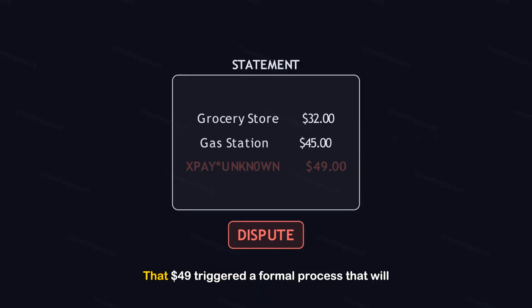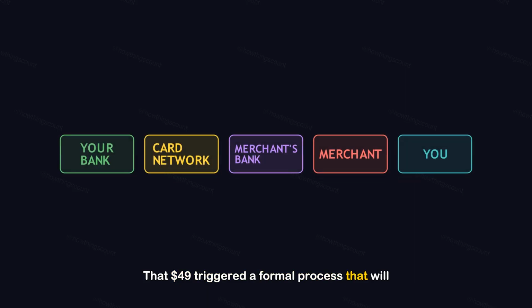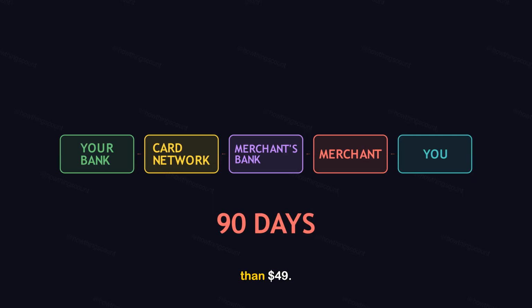It did not. That $49 triggered a formal process that will pass through 5 different organizations over the next 90 days. But while you're seeing a refund, the merchant is about to lose much more than $49. To understand how one button can start a war between 5 global organizations, we trace what happens the moment you hit dispute, right here on How Things Count.